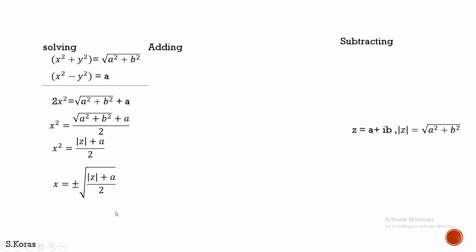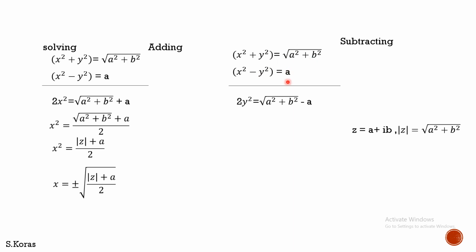The same way, let us try to find the y value by subtracting these two equations, right? Let us write the two equations again, and let us try to subtract. If we subtract, this is minus x square, this will become plus y square, this will become minus a. So plus x square and minus x square will cancel one another. This is also plus y square. While subtracting, this will become plus y square, so it will become 2y square. And the final answer will be 2y square equal to root of a square plus b square minus a, while subtracting these two equations. So now we have the answer for y square. From this we can get the value of y by taking the square root.